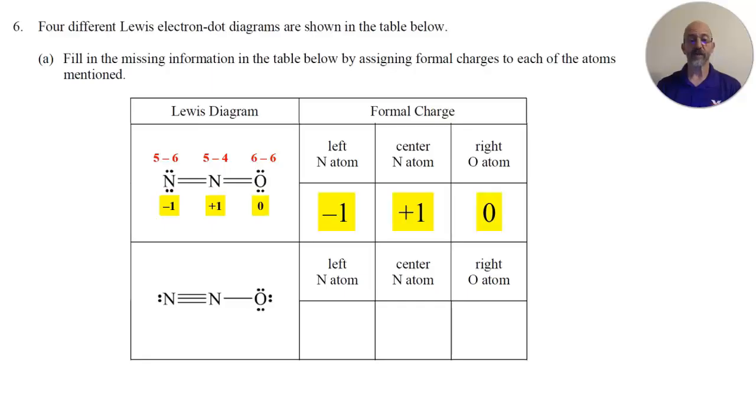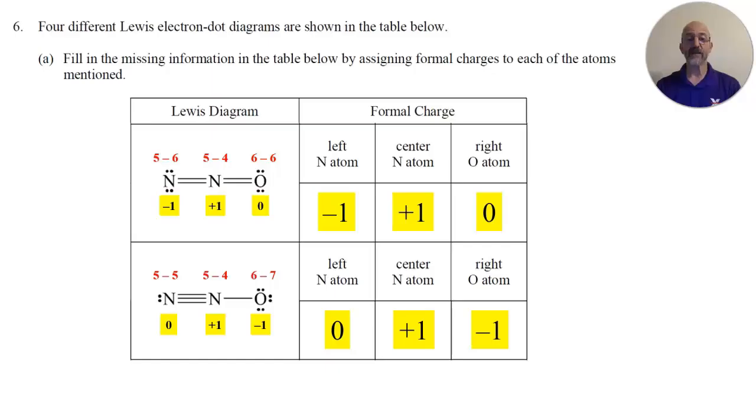which is 0. And then for that last Lewis diagram in the table, starting with the nitrogen, 5 valence electrons for nitrogen, I see 2 dots and 3 bonds, so that's 5 minus 5 is 0. Nitrogen has 5 valence electrons, I see 4 bonds, so 5 minus 4 is positive 1. Oxygen has 6 valence electrons, and I see 6 dots and 1 bond, so 6 minus 7 is negative 1.